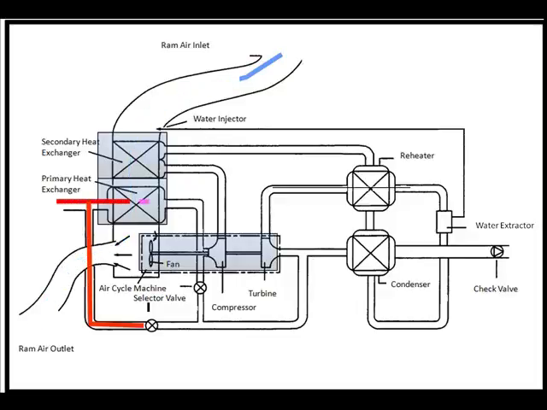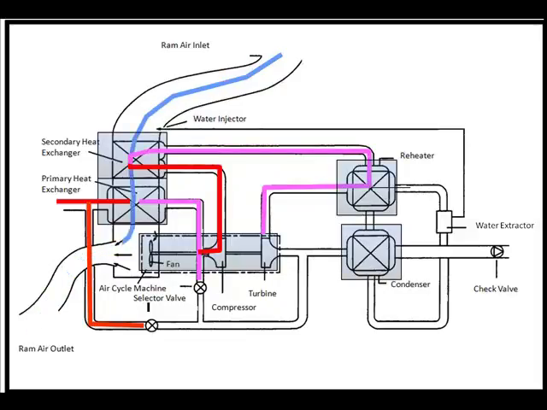Air enters the compressor from the primary heat exchanger and is compressed. The pressure and temperature increase. The air then flows to the main heat exchanger. Air then flows through the condenser and the reheater and expands across the turbine to drive the air cycle machine.